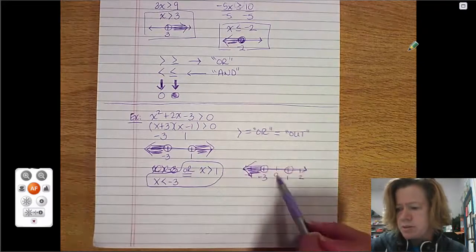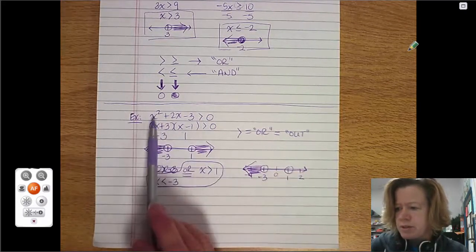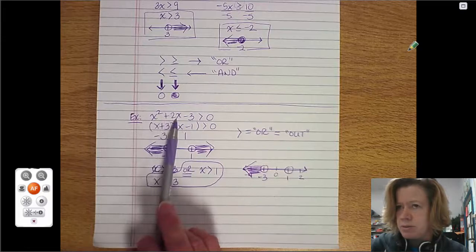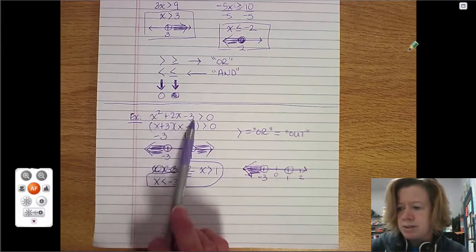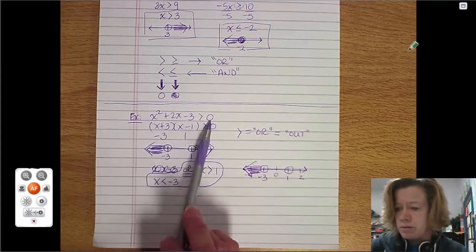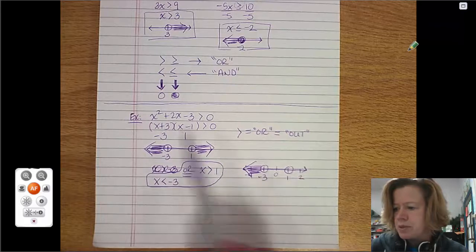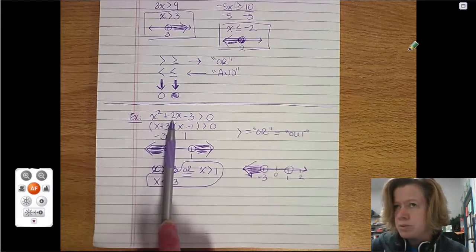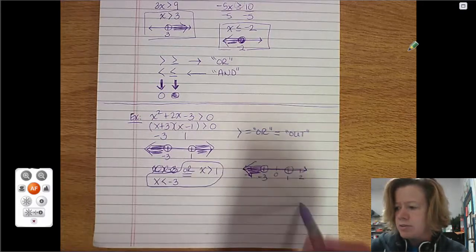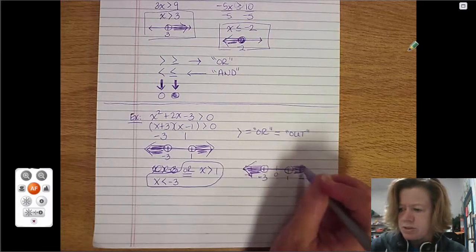And then you would substitute in 0. 0 squared is 0, plus 2 times 0 is 0. 0 plus 0 is 0. 0 minus 3, -3 is not greater than 0, so I can't shade in there. And then you would plug in 2. 2 squared is 4, plus 2 times 2 is 4. 4 plus 4 is 8, minus 3 is 5. 5 is greater than 0, so I shade that way.